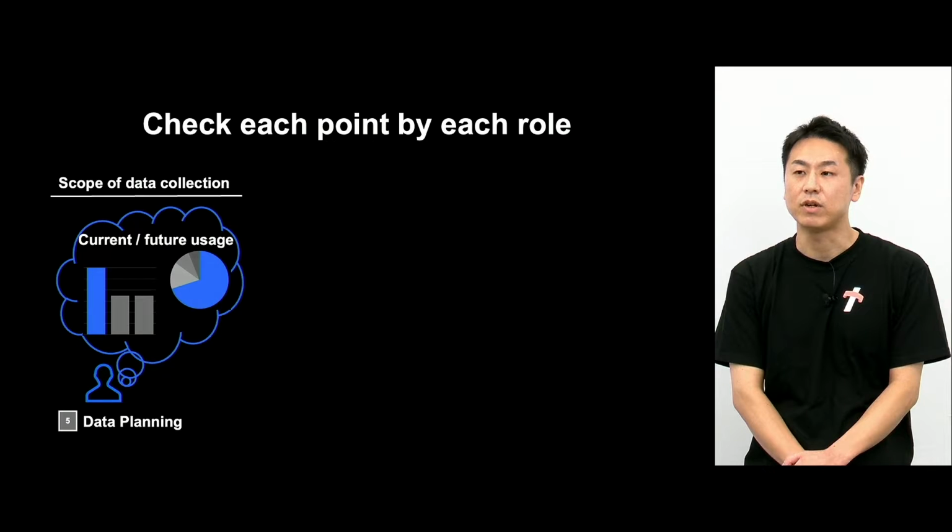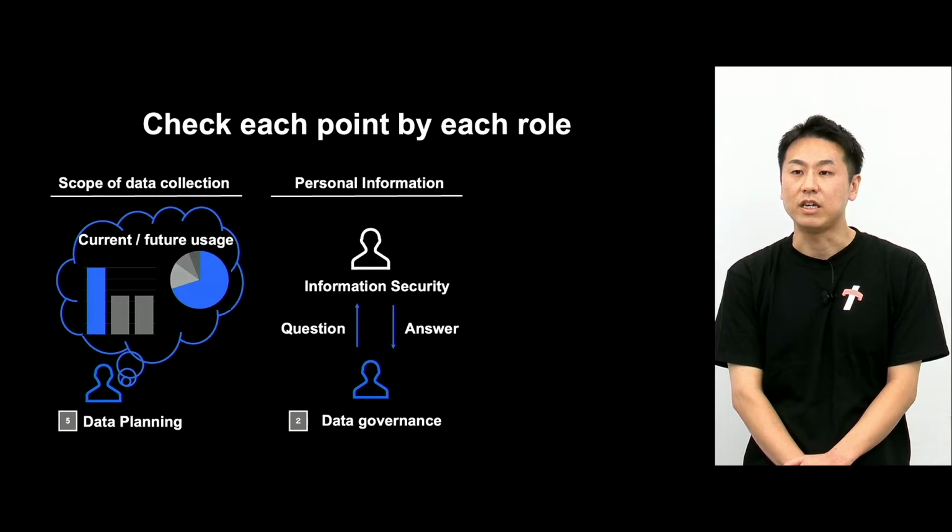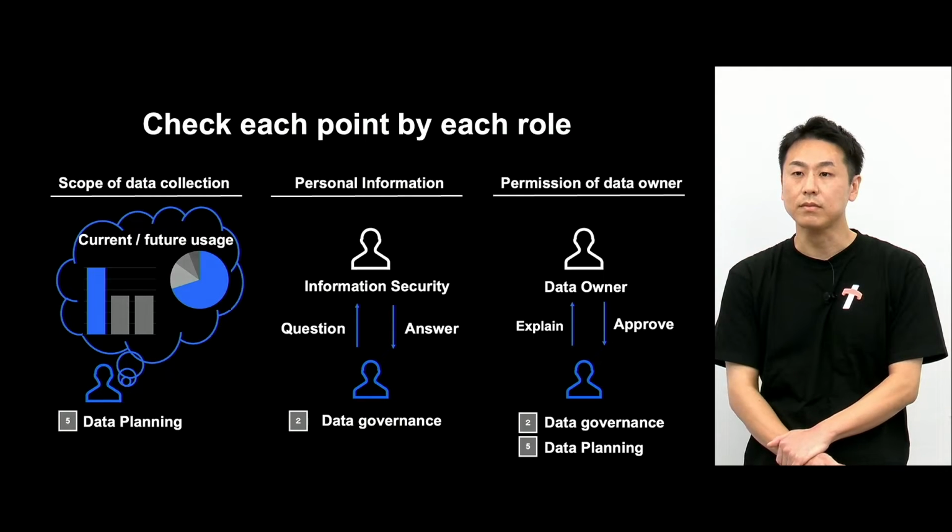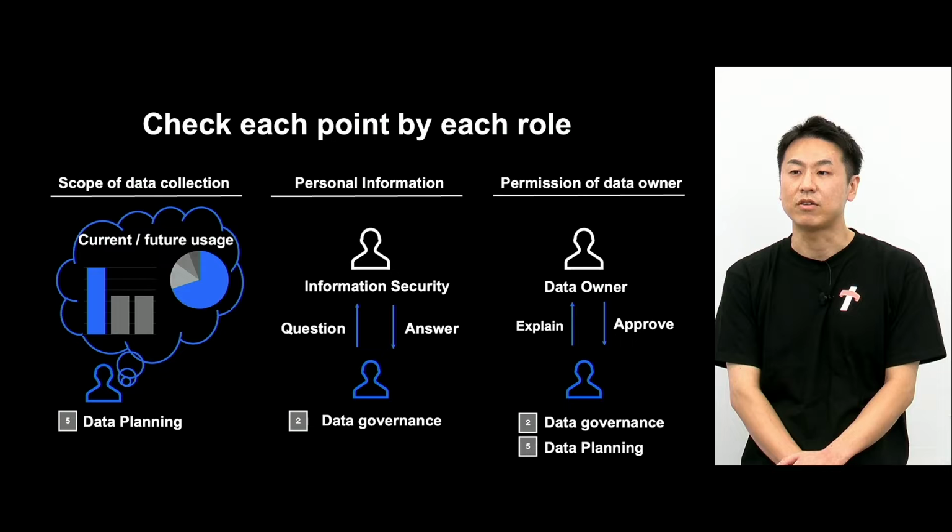For the data planning, it determines the scope of current and future-oriented data acquisition and ensures that unnecessary data is not acquired in the first place. Next, the data governance will check with the company's information security department to determine the risk of personal information. And if the data with a high risk judgment is absolutely necessary, we will discuss with information security how to manage the data, such as by partially masking the data to lower the risk. Permission is obtained from the data owner by data governance, explaining the risk and controls of the data to be collected for the data planning.